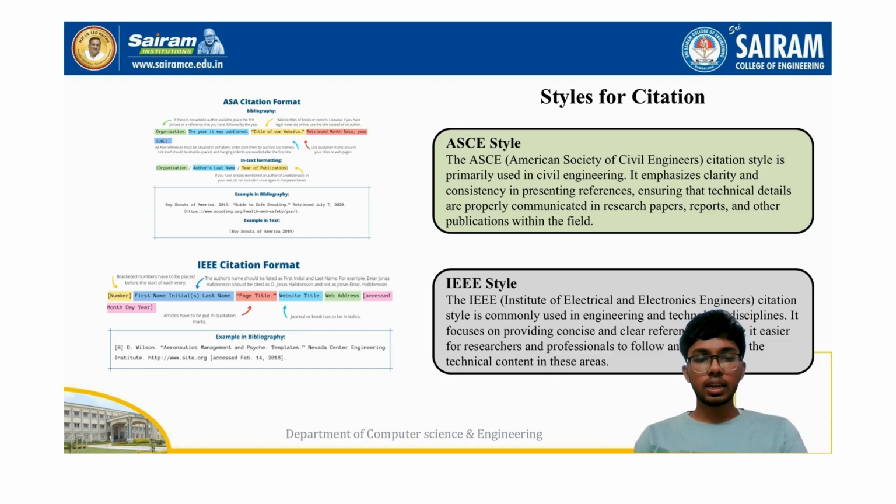And now let us see the second one, which is IEEE style. The IEEE style is also said as Institute of Electrical and Electronics Engineers style. The IEEE citation style is often used in engineering, technology, and computer science fields. It is also known for its precision, and in this we use numbered references in the text, which makes it easier to refer to the reference source without interrupting the flow of the text.